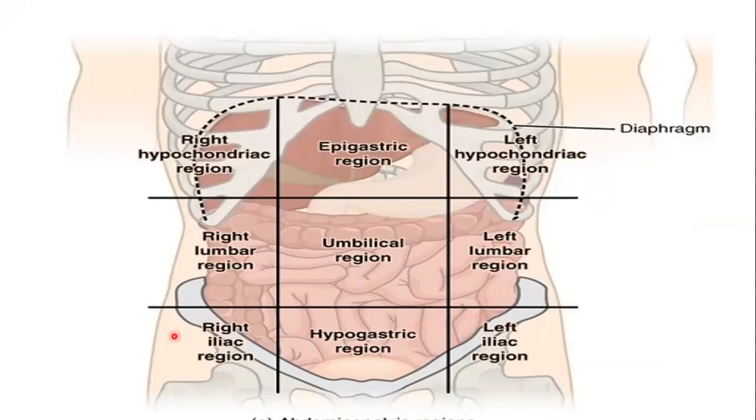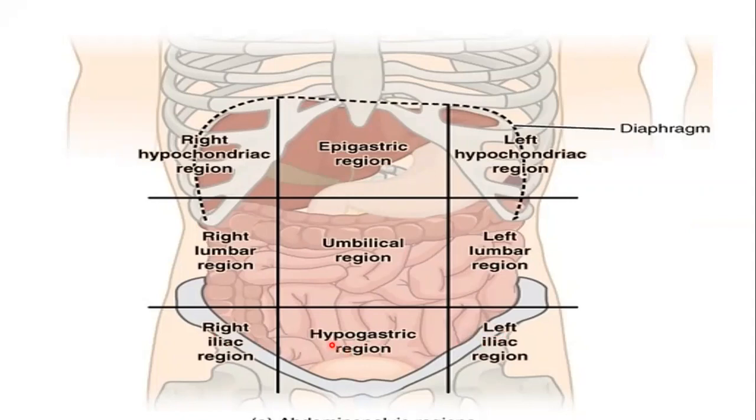Now let's talk about the inferior 3 regions of the abdomen. The middle one is called the hypogastric region. Of course, we had the epigastric region, so this is the hypogastric region. That was epi, and this is hypo, that is below the stomach, right? This region is also called the pubic region, or sometimes it is referred to as the pelvic region, right?